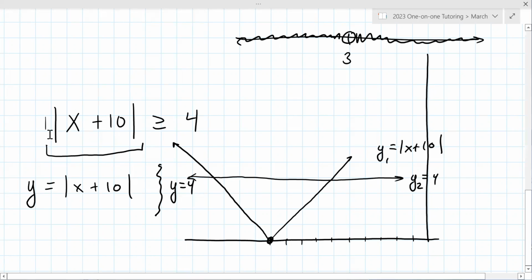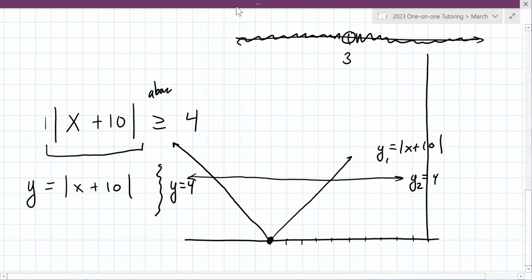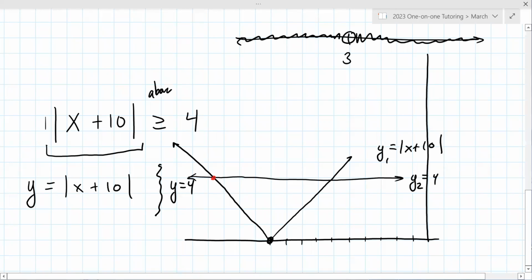So here's a more descriptive way of answering what this is asking. It's saying, where is the graph of this one on the left above, because you can think of greater than or equal to as above the graph of 4. And you can see that there are these breakpoints or in-betweens where it intersects. So where is it above? Where is it not above? Okay.